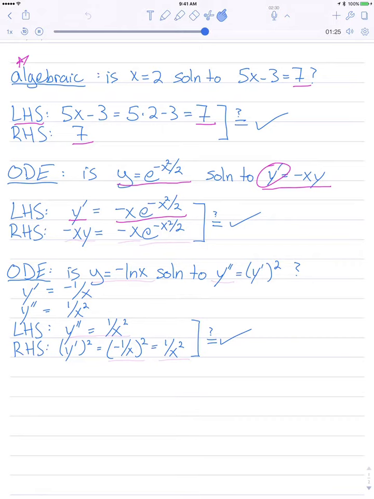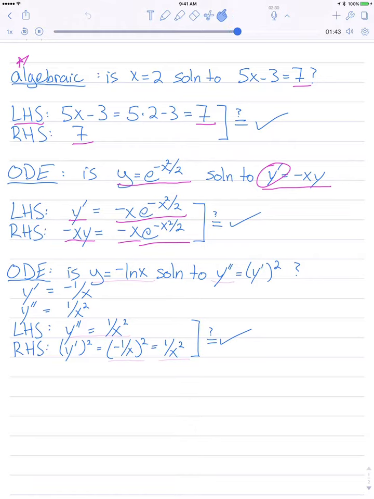Then I look at the right-hand side of the equation. That's minus xy. So I have to do minus x times my proposed y. So that's minus x times e to the minus x squared over 2. Then I check. Does the left-hand side equal the right-hand side? It sure does, so indeed, this is a solution.